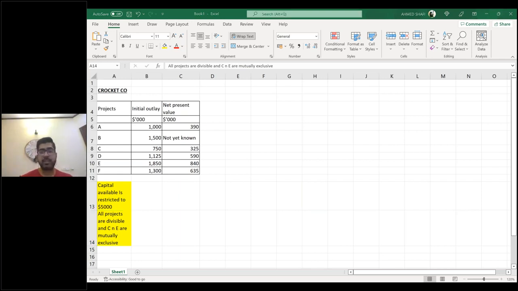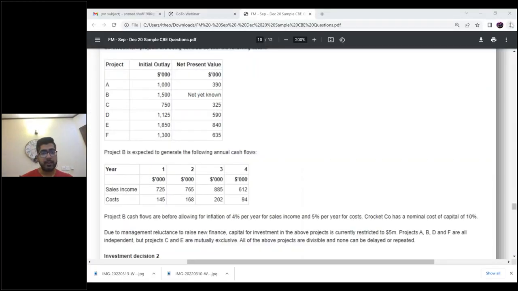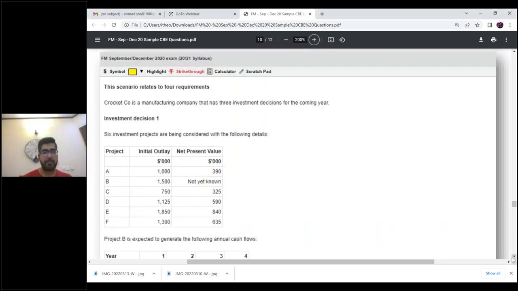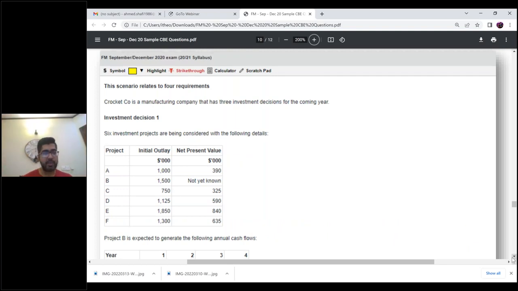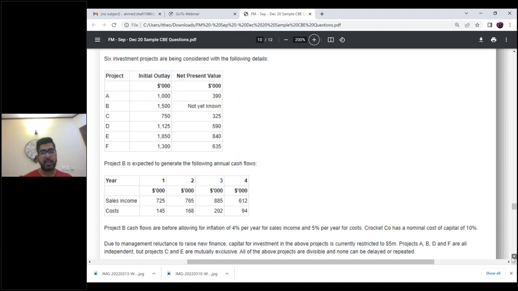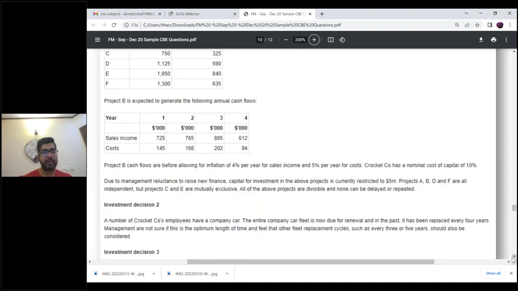I have completed the investment decision one. The question told me that Crockett is a manufacturing company. It has three investment decisions. Investment decision one, six projects under consideration from A, B, C, D, E, F. One project's NPV was not given. Then B's cash flows were given, and the projects are divisible and mutually exclusive. Okay.